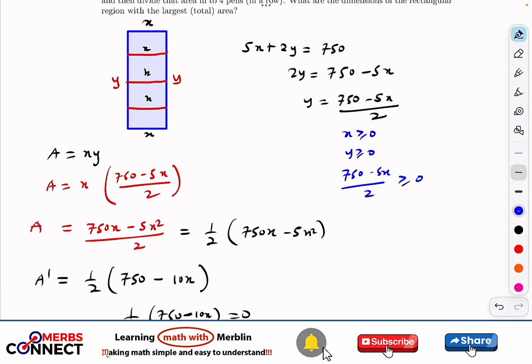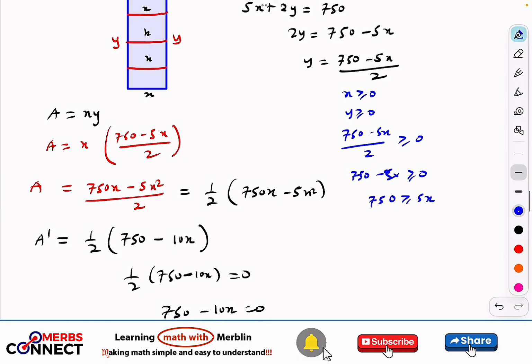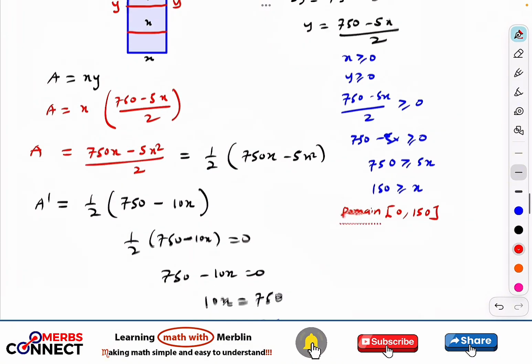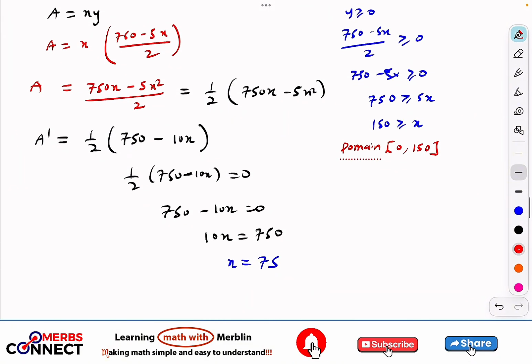I can multiply through by 2 and I'm going to have 750 minus 5x greater than or equal to 0. Then add 5x on both sides and we have this. Divide through by 5 and I'm going to have 150 is greater than or equal to x. So the domain here is going to be from 0 to 150. That will be the domain. Good. Now we have gotten the x value, so we can decide to also find the y's value here.